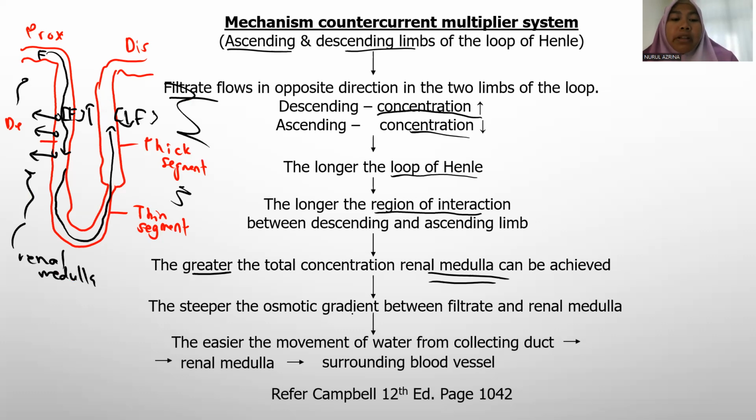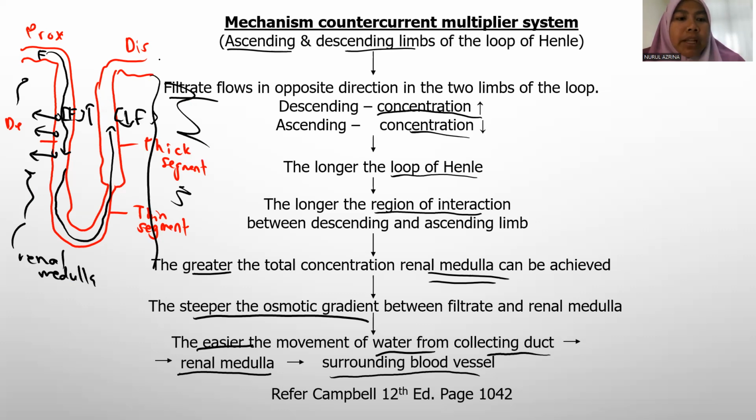Thus, it will create steeper osmotic gradient between the filtrate and the renal medulla, right? So thus, it will be easier for the movement of water from collecting duct, right, to the renal medulla and to the surrounding blood vessel. What does it mean? Okay, so maknanya apa? Okay, let me draw. Let's say this is our collecting duct. We are not yet reached to that particular part, tapi tak apa. Okay, so this is collecting duct.